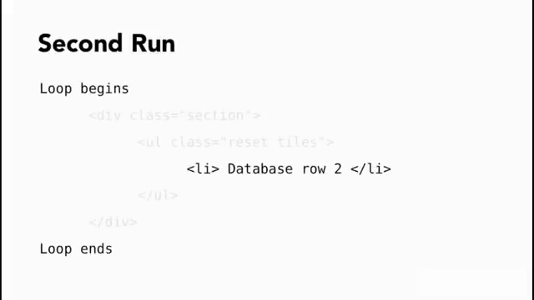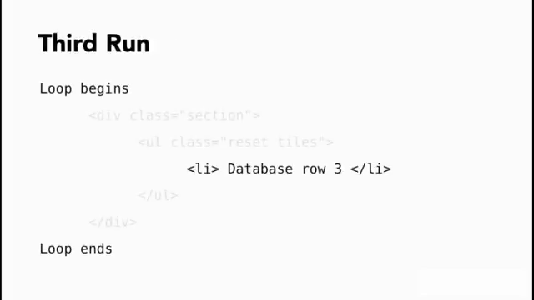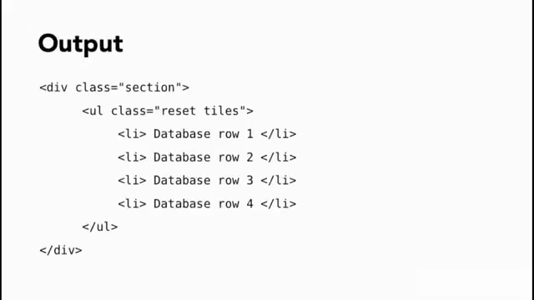On the second run, both the opening and closing tags of the div and unordered list need to be skipped. The same needs to happen on the third run. And then on the fourth run through the loop, the opening tags should still be skipped, but the closing tags need to be inserted. And the output will give us 4 list items inside our unordered list.